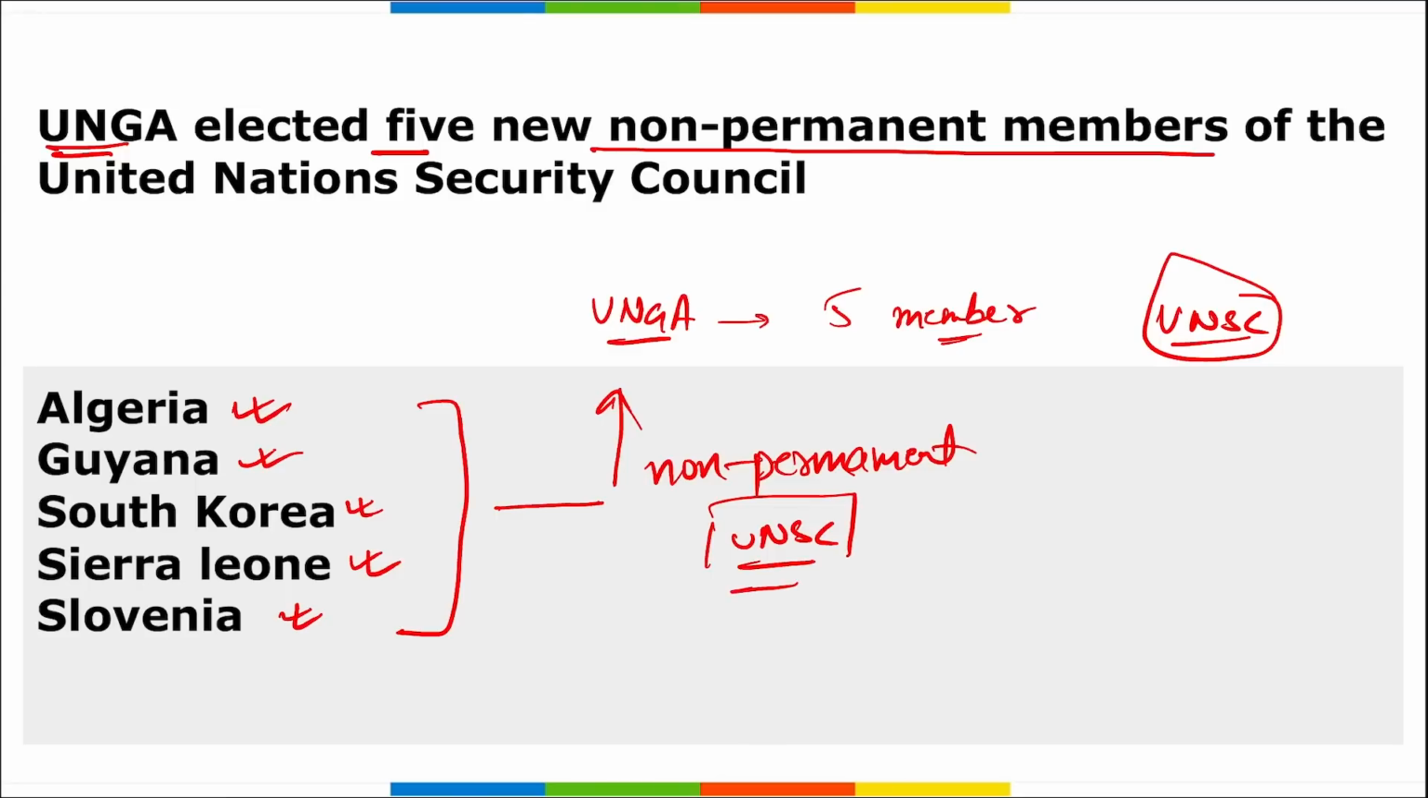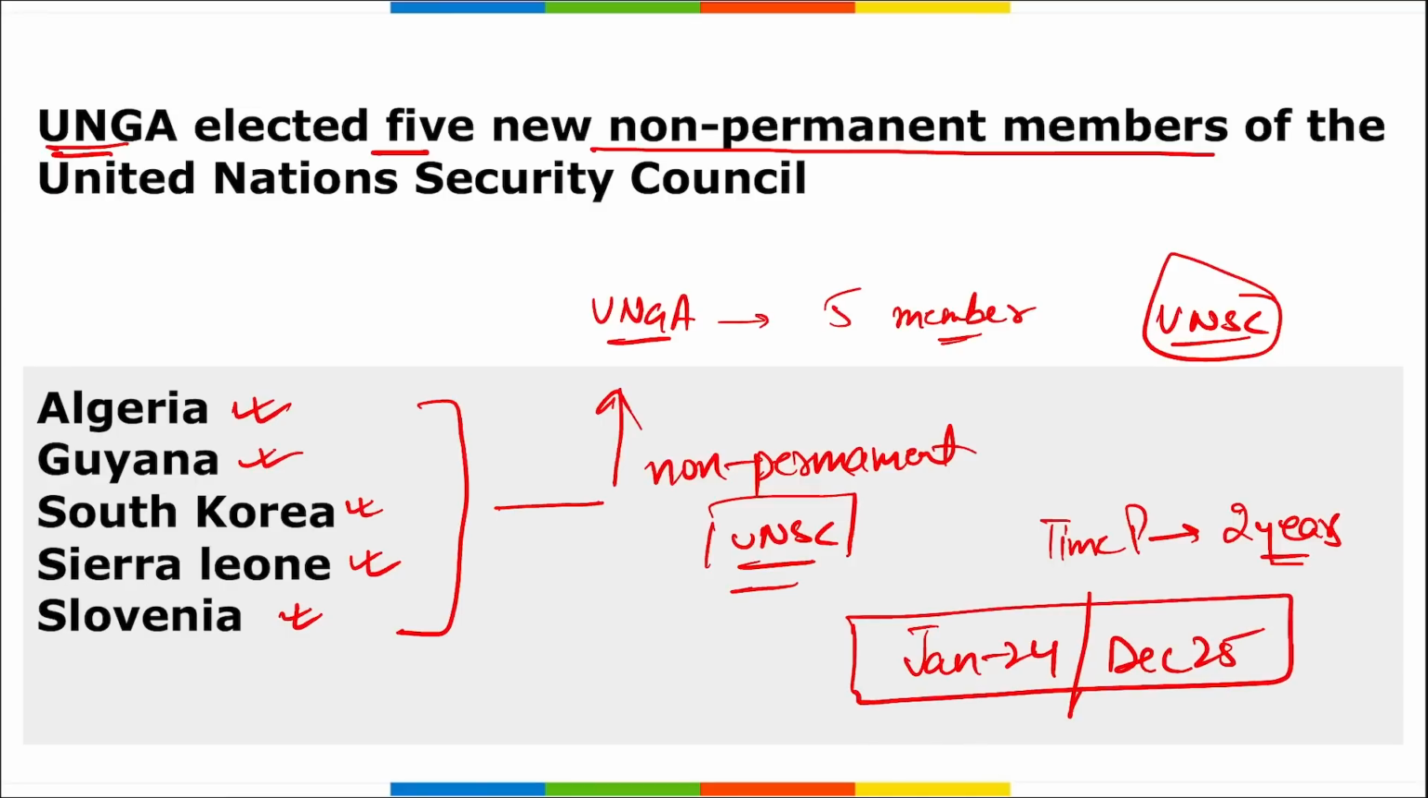Right? Their period will be for how many years? Their time period will be for 2 years. Right? And it will be from January 2024 till December 2025. This will be the time period, that is 2 years. Correct?